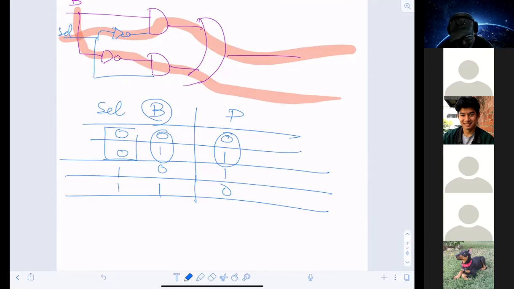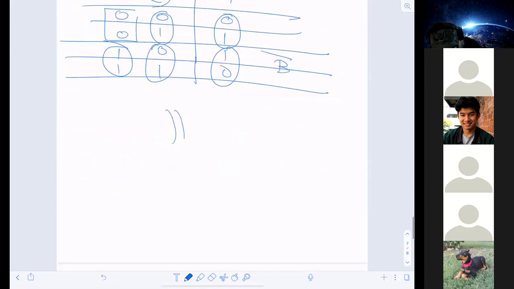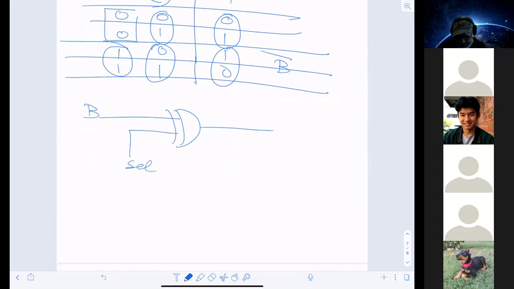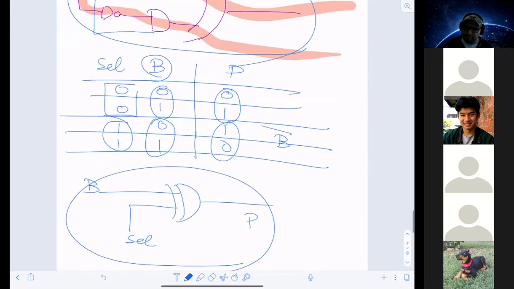But if the select is 1, what will happen? So this output will be what? B complement. B complement, yeah. So I can literally say that the circuit I drew up is basically what? B with select. So this guy is equivalent to this guy. Any question?